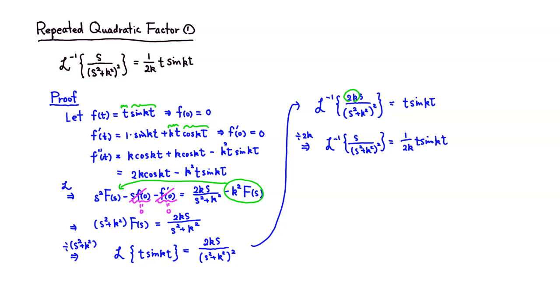That's how they came up with this formula here. So this is the repeated quadratic factor formula number 1. That's it. I hope that this was clear.